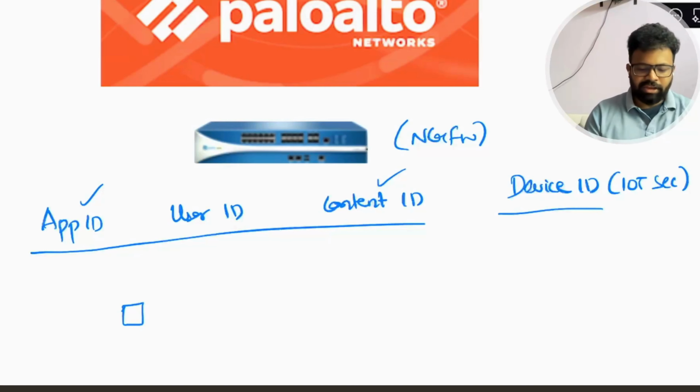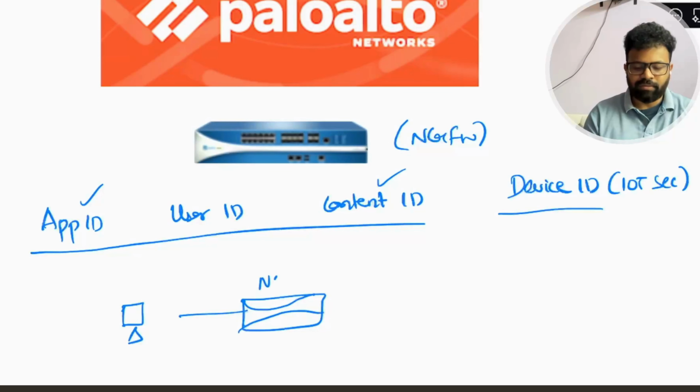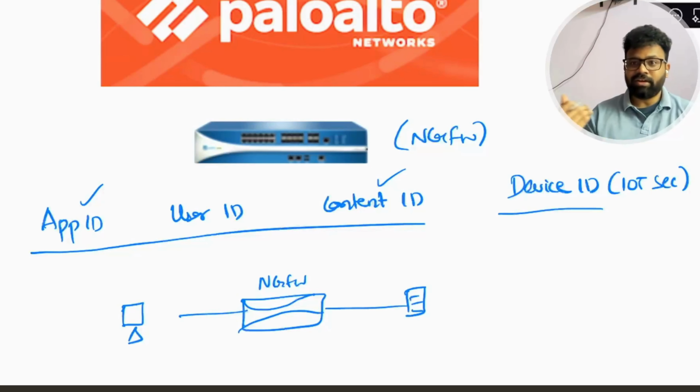So when a client machine is about to initiate traffic through the next generation Palo Alto firewall, it will be checking the signature pattern of the application. Based upon the signature pattern, it will be characterizing the traffic and then setting the action of allow or deny. It's no longer dependent on the port number, it's dependent on the signature pattern. So that's the app ID concept.